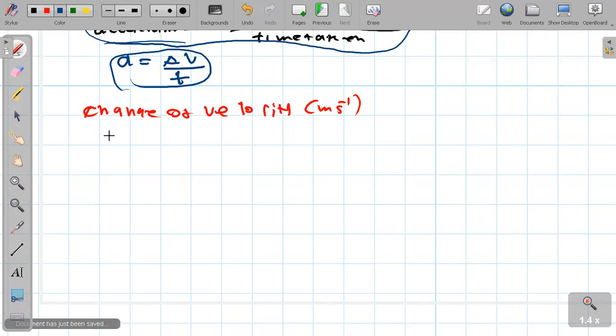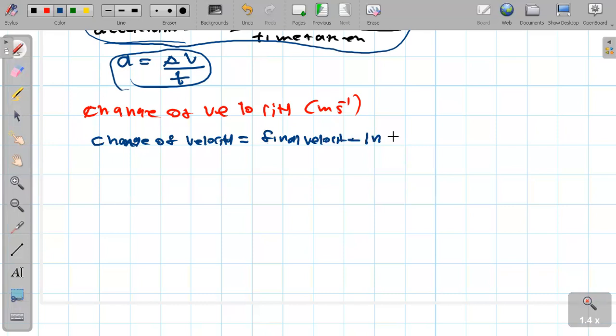Change of velocity means the difference between final velocity and initial velocity. What is the meaning? The difference between final velocity and initial velocity. That is what we used to call change of velocity. Right. Change of velocity is equal to what? Final velocity minus initial velocity. Great.